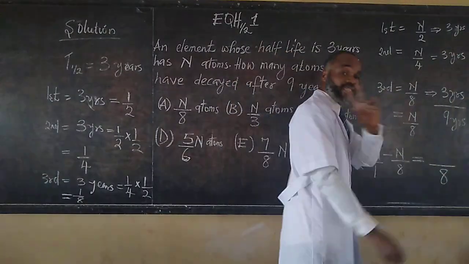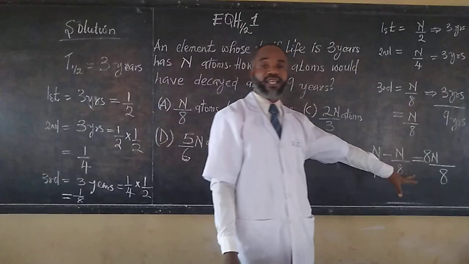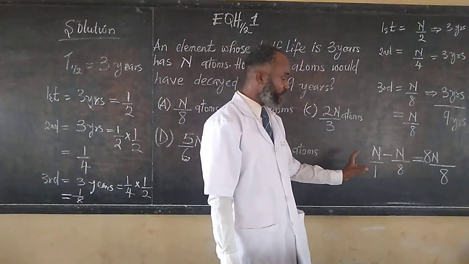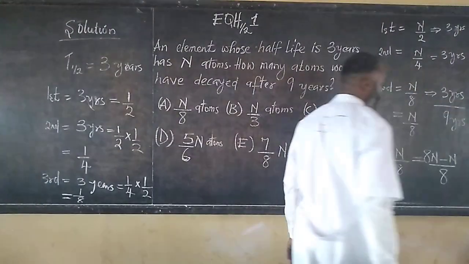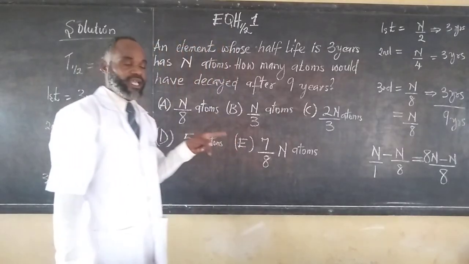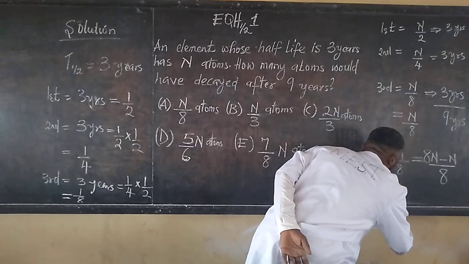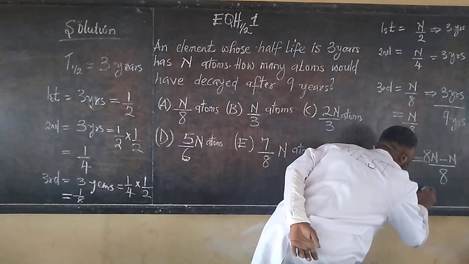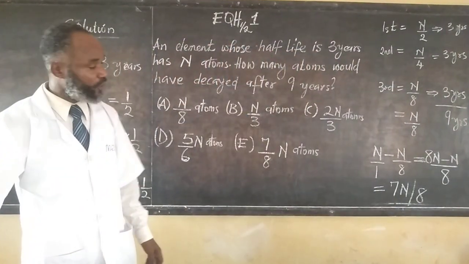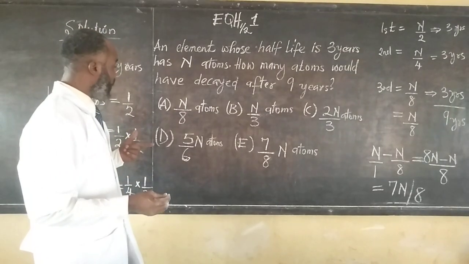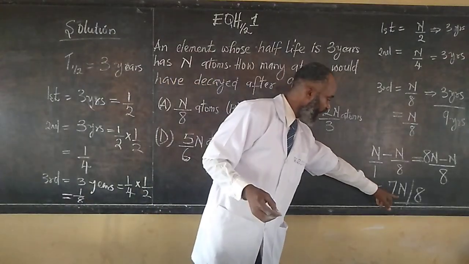So 1 divided by 8, times this, becomes 8N. And then 8 divided by itself is just 1, then times this, that is minus N. So invariably we have 8N minus N. And finally, our answer here becomes 7N all over 8. That is what the answer should be. That means the number of atoms that will remain after 9 years is simply 7N over 8.